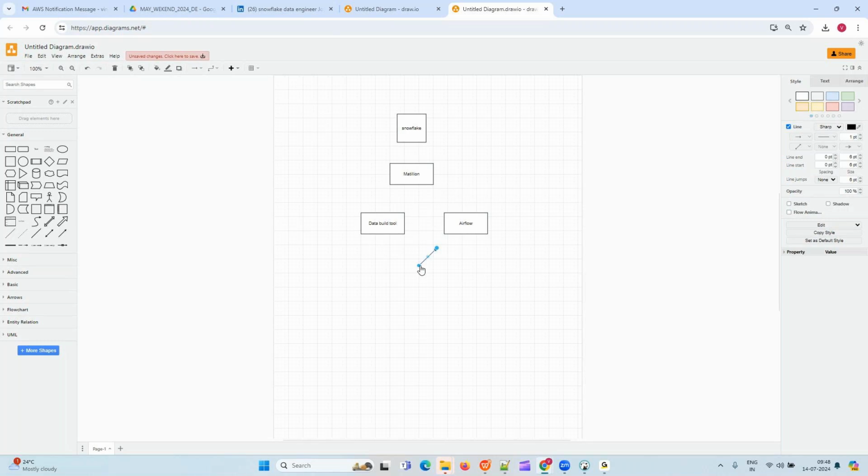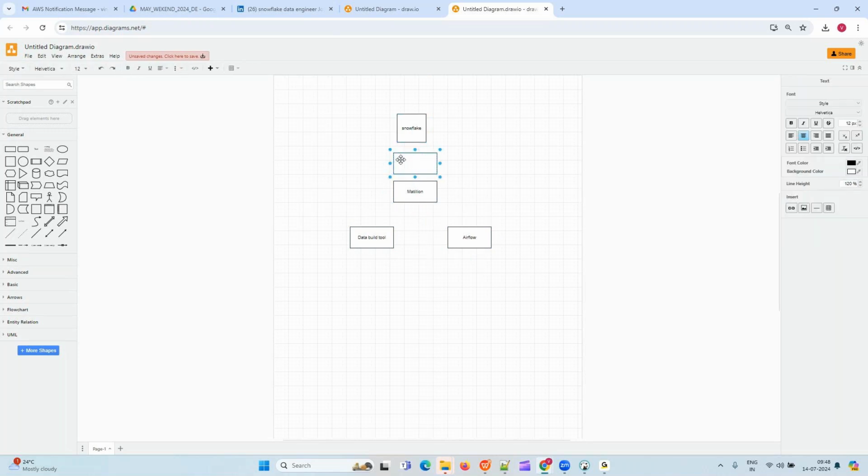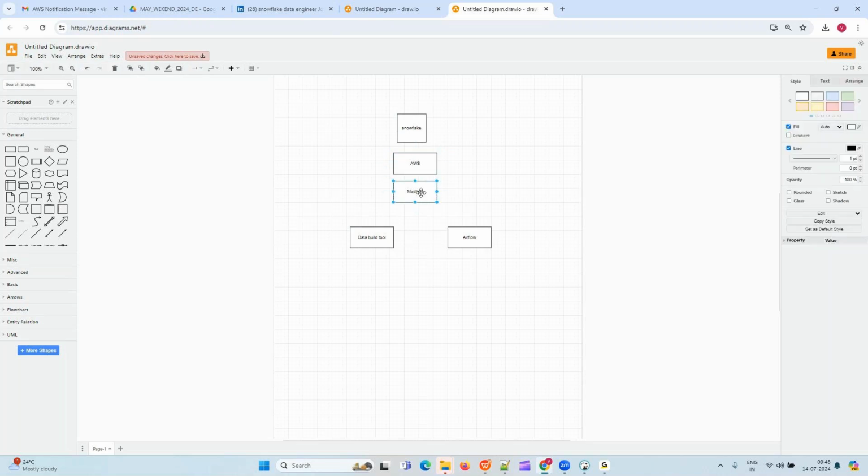Apart from this, you should know about one cloud. You might know the cloud providers in the market like AWS, Azure, or Google Cloud. As part of our sessions, we are going to cover AWS. So we are going to cover AWS, Snowflake, Matillion, DBT and Airflow. 80% of our sessions will be on Snowflake, and for the remaining 20%, I am going to cover all the other tools, guys.